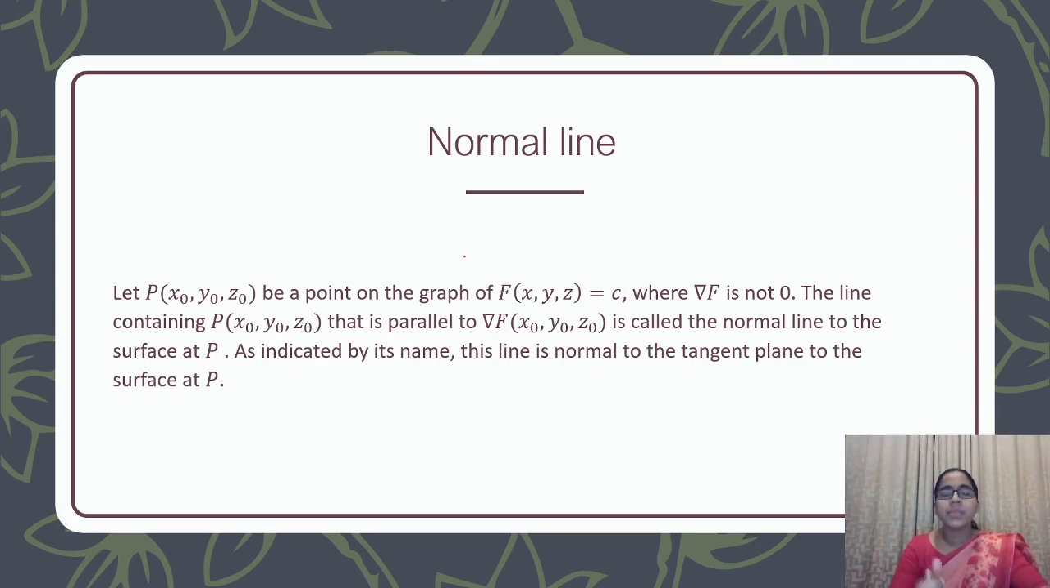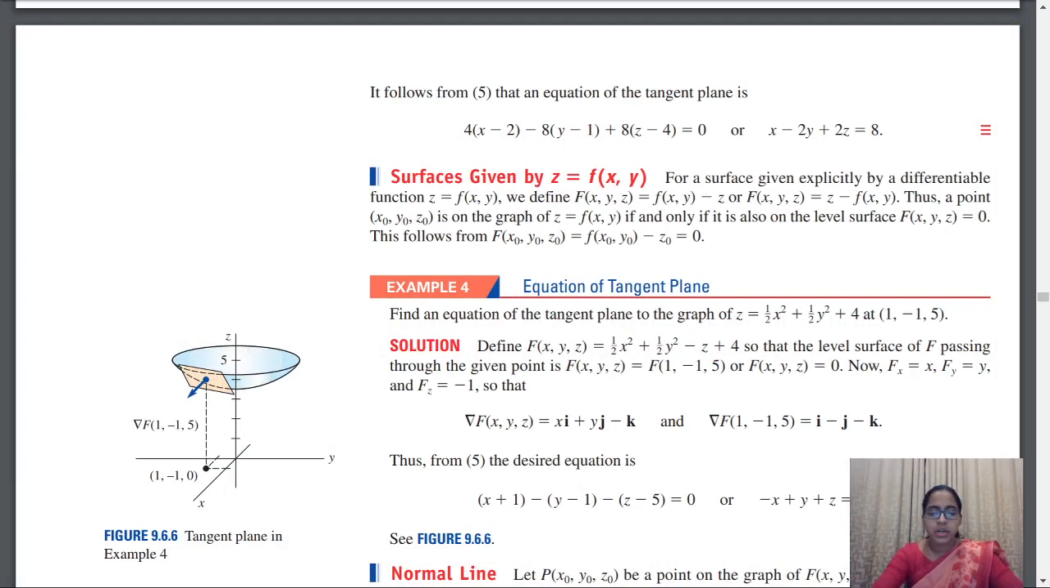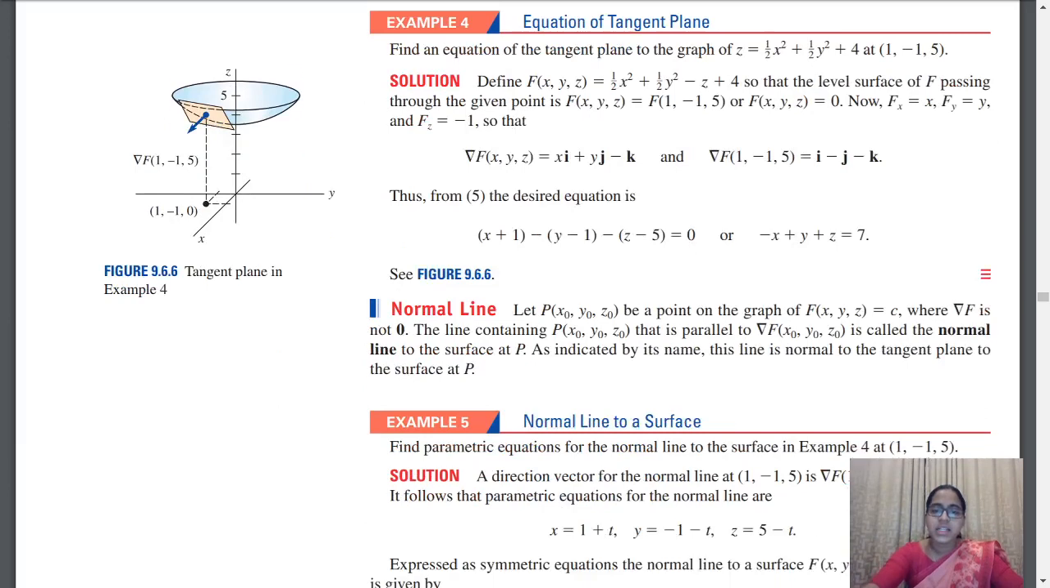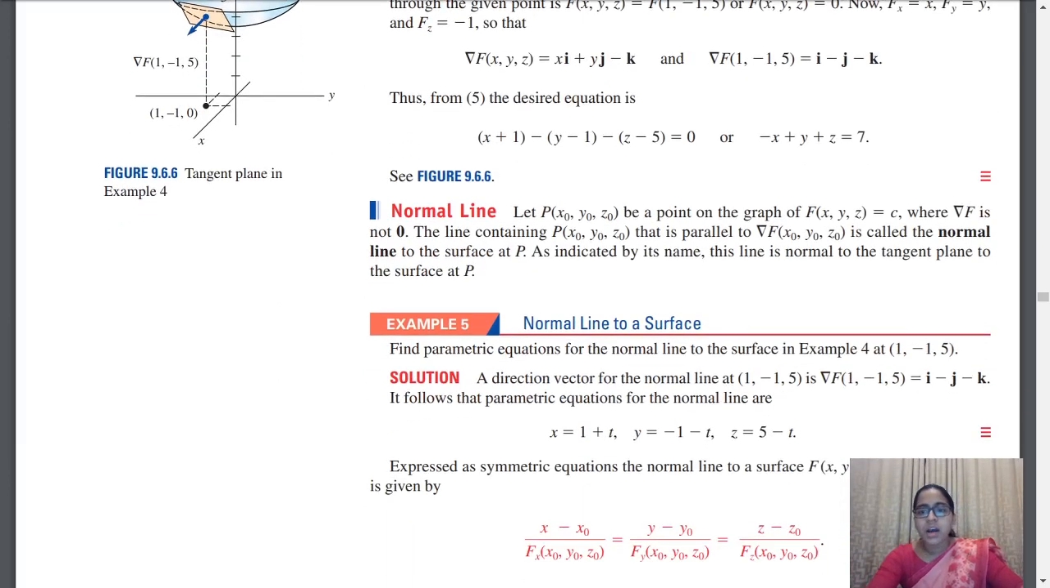And what will be the normal line? Normals are usually perpendicular to the tangent. So here the normal will be parallel to grad f, because grad f was perpendicular to the tangent. So I hope it is clear. And as indicated by its name, this line is normal to the tangent plane to the surface at P. So let us see how it is given in your textbook. You can see that the normal lines are nothing but lines which contain the given point and are parallel to grad f at that particular point.